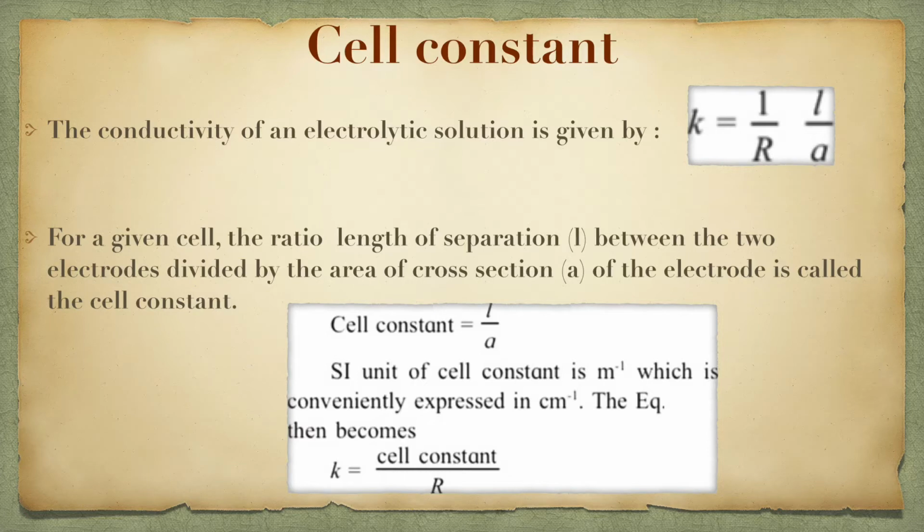The SI unit will be meter inverse, but conveniently it is expressed as centimeter inverse. So the above equation becomes kappa equals 1 by R, which remains the same, into L by A, which is the cell constant. Now the cell constant we can measure. If I know the resistance of a solution, the conductivity is easily calculated. So now we will see how to calculate the conductivity.